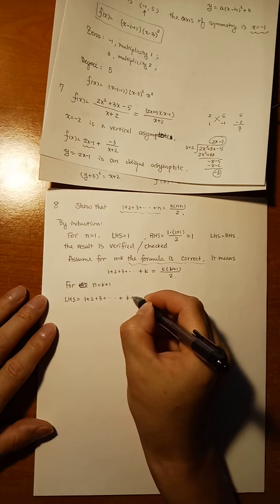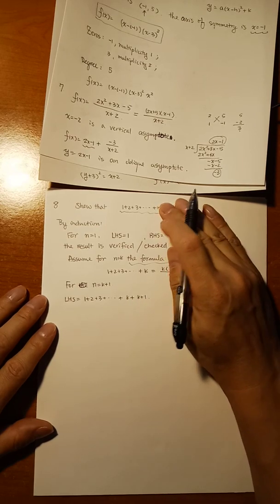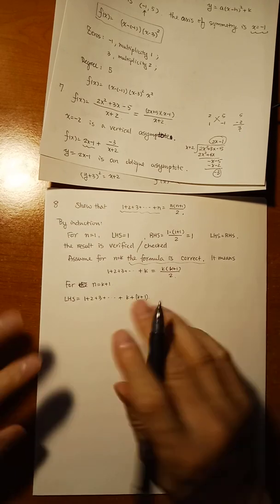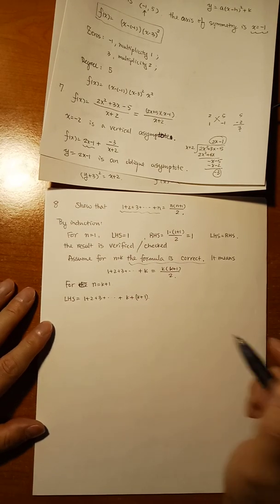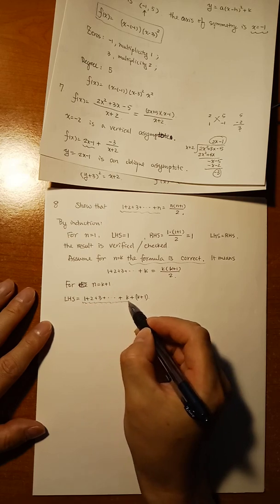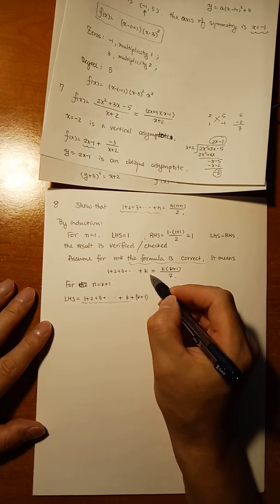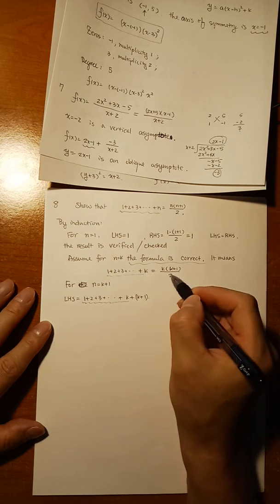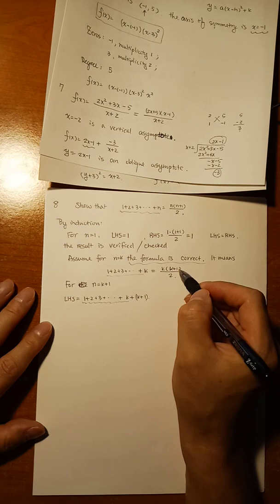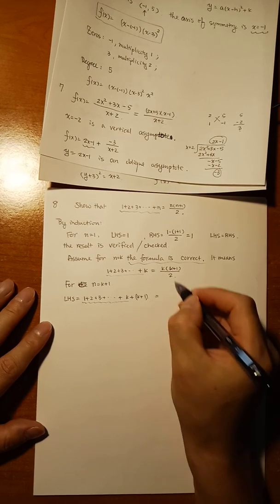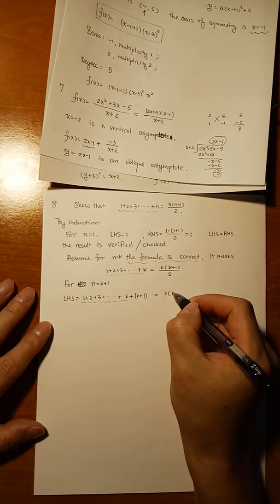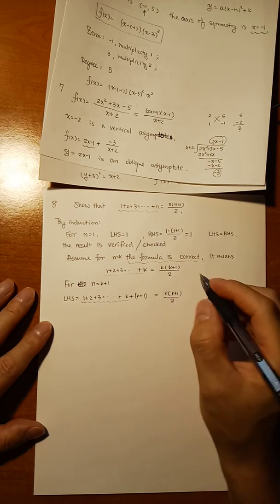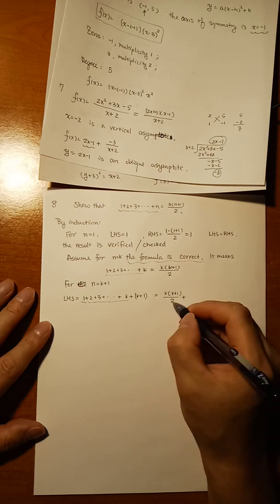We're going to add up to k plus 1 because n is k plus 1. This is the left-hand side. But you see, this one, 1 plus 2 plus 3 up to k, we already assume it's right. So this long sum can be written as k times k plus 1 over 2. So we apply our hypothesis. This is the hypothesis: the sum of the first k integers is k times k plus 1 over 2.